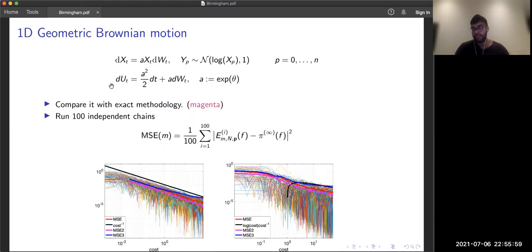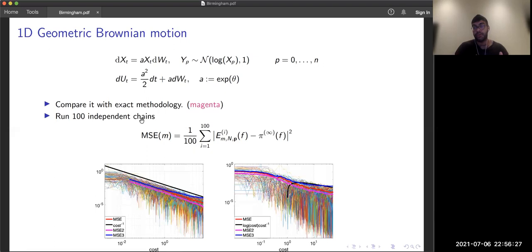And the parameters of interest are A, which are going to take the form of the exponential of theta, where theta again is just the parameter of interest that I told you at the beginning. And what we're going to do essentially is run 100 independent chains in this particle Markov chain Monte Carlo method and see how the MSE performs as we go further in time.